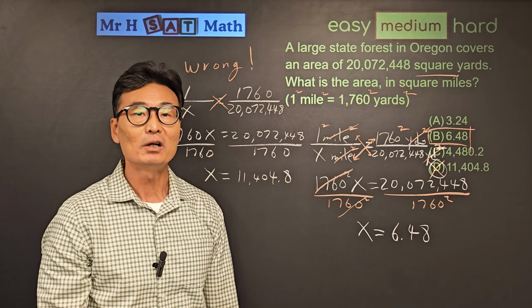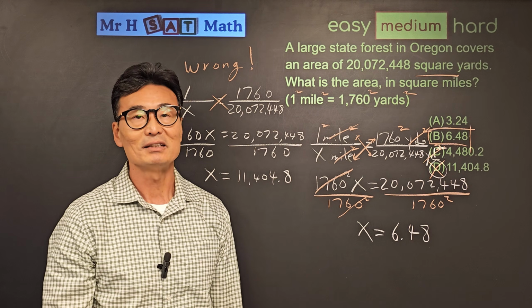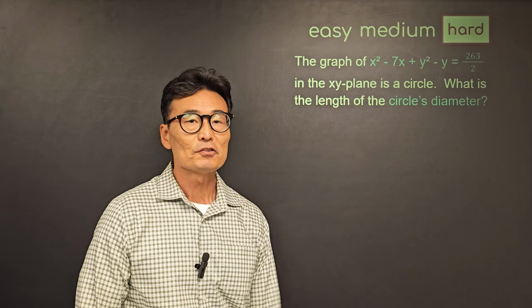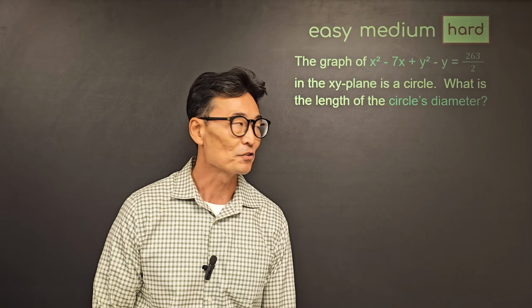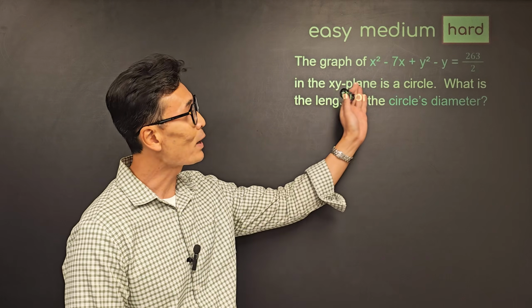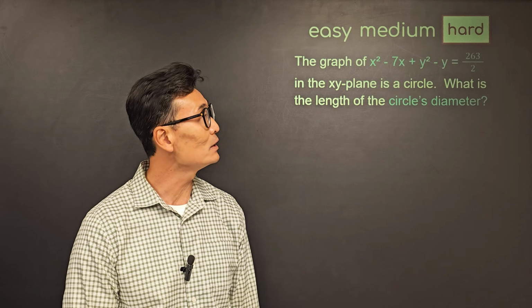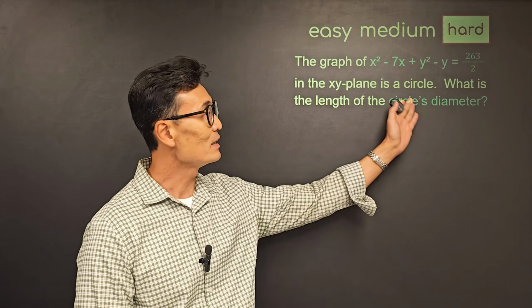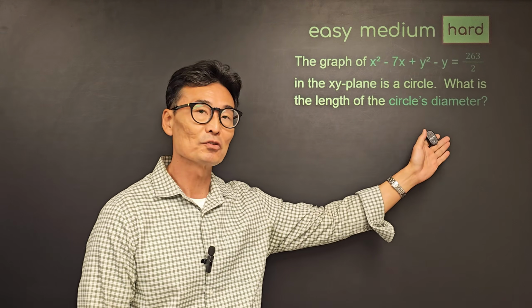Alrighty, let's do one more where it's a very difficult or hard SAT math question. Here's a question that's considered pretty hard on the SAT math. First, the question gives us that the graph of x squared minus 7x plus y squared minus y equals 263 over 2 in the xy plane is a circle. And the question wants to know, what's the length of the circle's diameter?